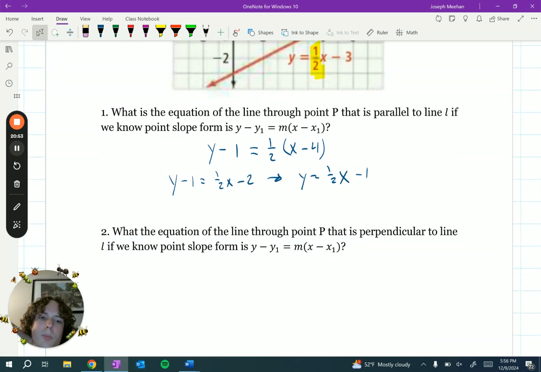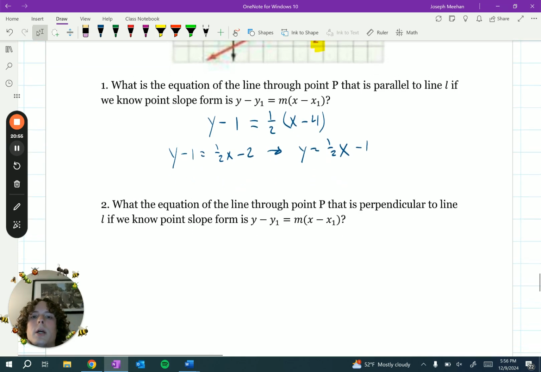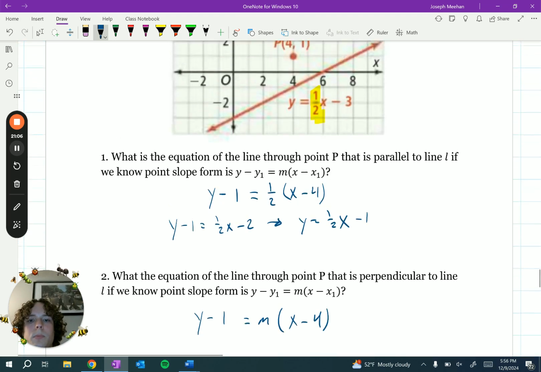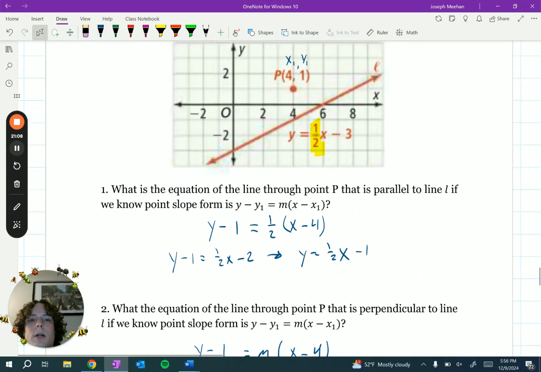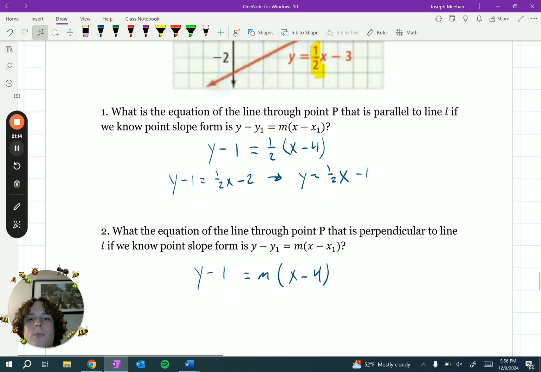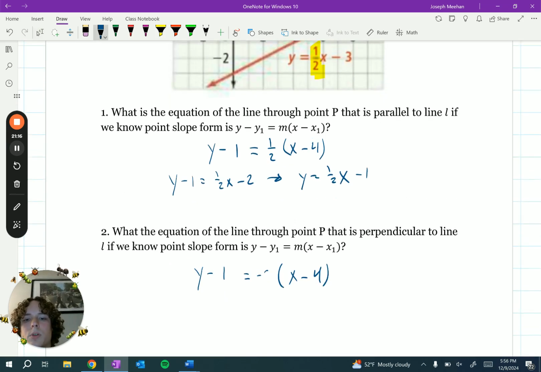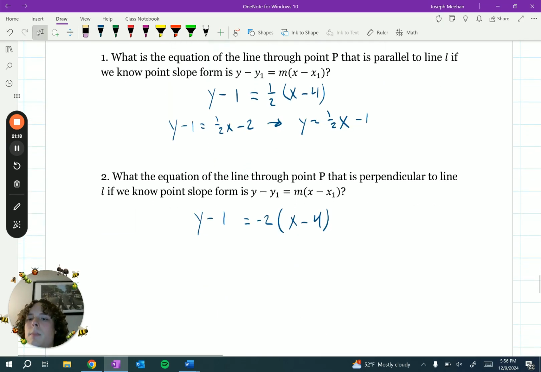Our next one says, what is the equation of the line through point P that is perpendicular to line L? So again, we're going to use the same point P, so we can plug in those points. We can say y minus 1 equals, let's leave m for now, x minus 4. But if we're doing perpendicular to line L, instead of using the same slope, we're going to use the opposite reciprocal of the slope. So if the slope is 1/2, we take the opposite reciprocal, which is going to be -2.